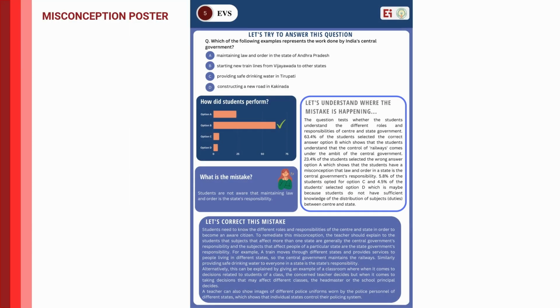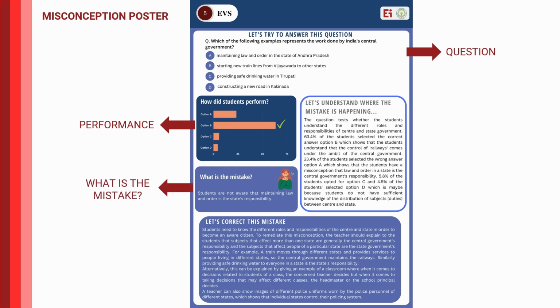Each misconception poster is built around 5 clear components: the actual question, the question's performance, option by option, so you can see at a glance which wrong option attracted the students, a short clear description of the mistakes students are making, a detailed explanation going option by option of why students may have chosen each wrong answer, and ready-to-use remedial instruction with practical strategies a teacher can take straight to the classroom.